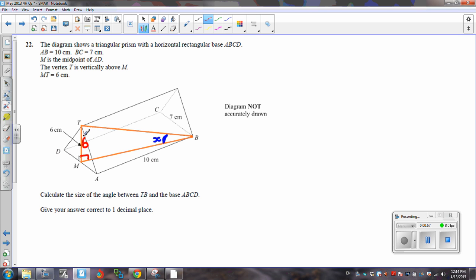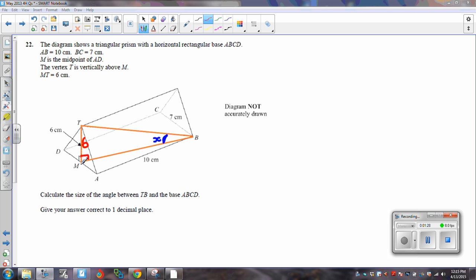And if we're going to use trigonometry in this right angle triangle, we need to know the length of two sides in the triangle. Now we could either find the length of MB or we could find the length of BT. At first glance it looks as though TB might be the one to find, but if we're going to use Pythagoras in this rectangle, then it's a bit tricky because although we know that this is 10, we don't know this length. So what I'm going to do is use Pythagoras' theorem to find MB.